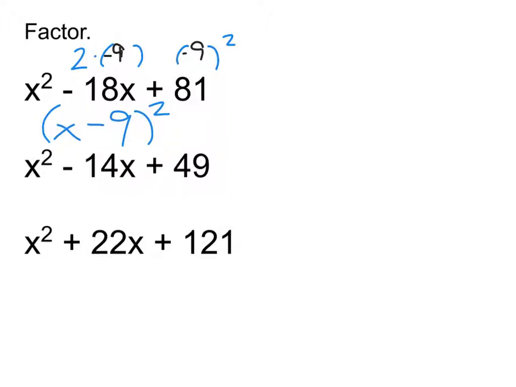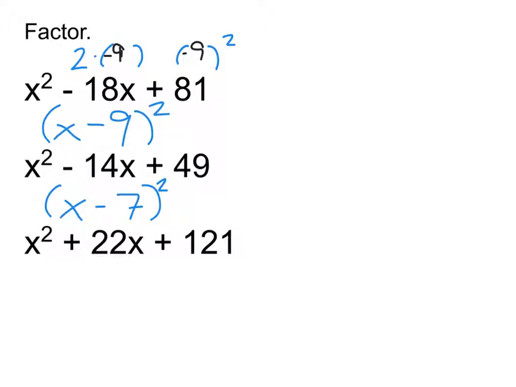For the next one, same basic idea. What number times 2 equals a negative 14? Negative 7. Okay, so we're looking to see if it's x minus 7 squared. And we check that by looking to see what is negative 7 squared. Does that give us 49? Yes, it does. So then, yes, that is the correct factored form.